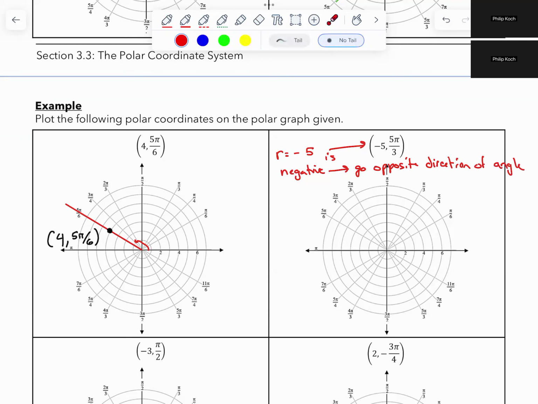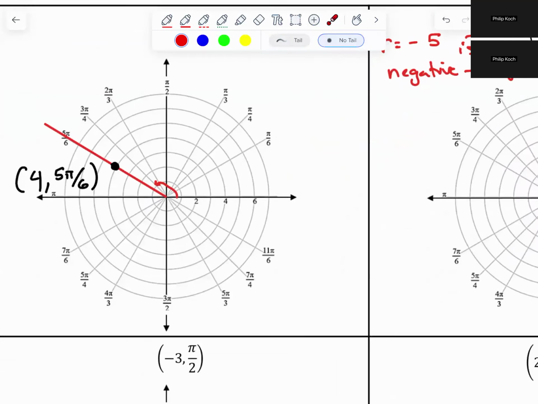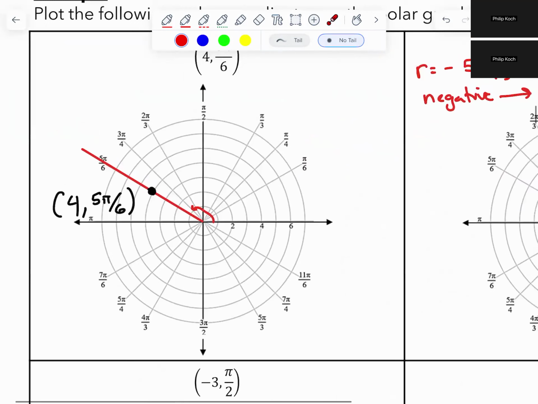First one, is this 4? Should be like the third line. So there's 1, 2, 3, 4. It's hard to see probably from over there. I'm going to zoom in, actually. So there's a small inner circle, 1, 2, 3, 4. That's where it is.